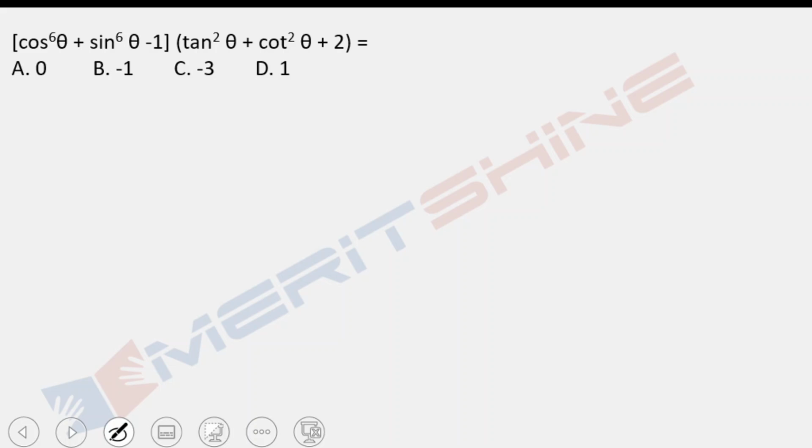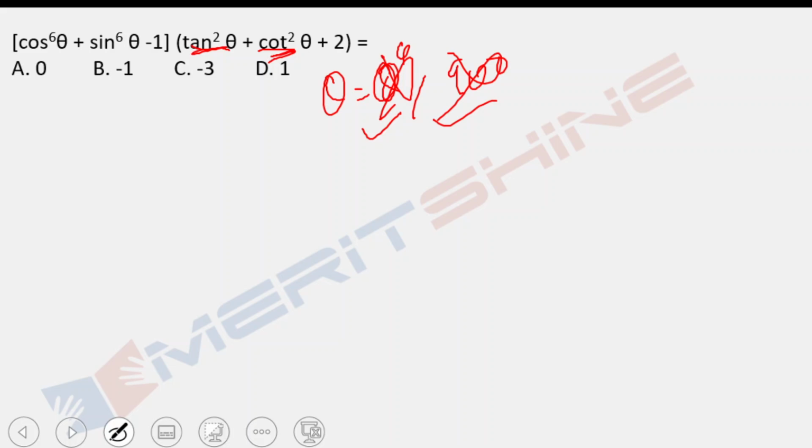Now in this particular case, let's do it with value putting. What did I tell you? That the best value is theta is equal to 0 degree or 90 degree. Now would you be able to do it in here? You cannot, because you have both tan and cot. So if you take either 0 or 90, there would be an undefined character. So I cannot take 0 and 90, both are ruled out. So what is the next best?